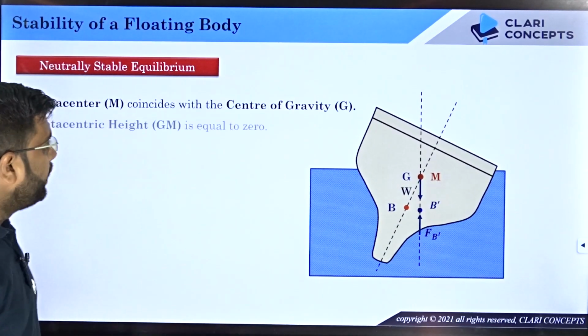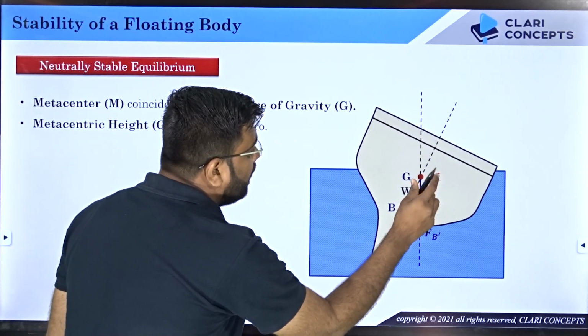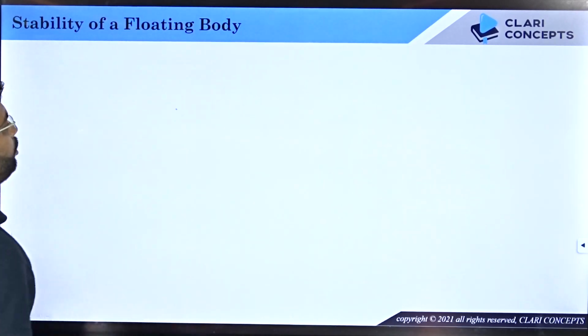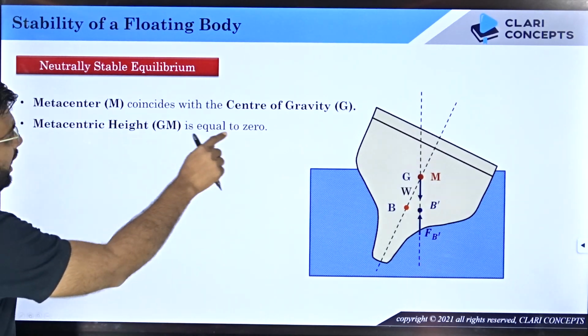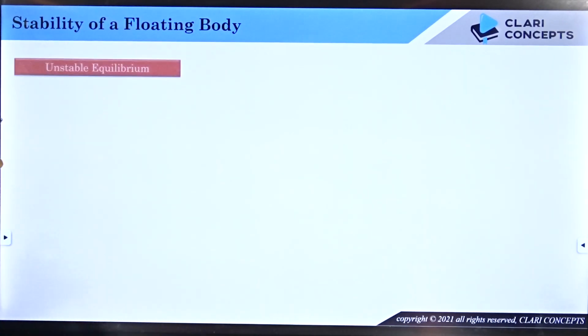Yes. And if you look at the relative orientation of G and M, they are both coinciding. And metacentric height is equal to 0 because the GM distance is 0. Clear? Now let's look at the third criterion, unstable equilibrium.